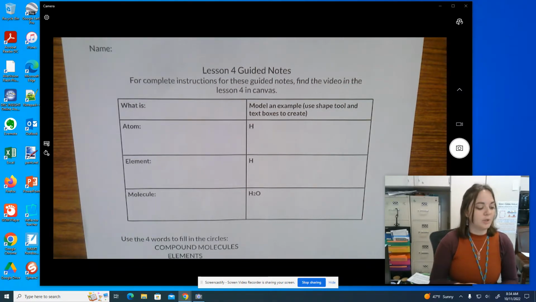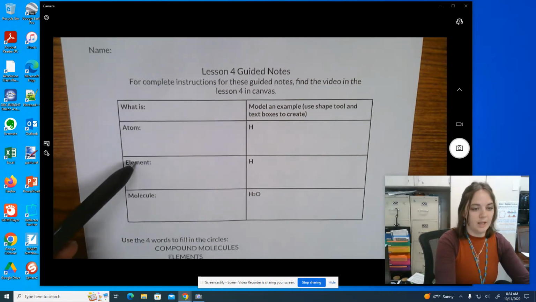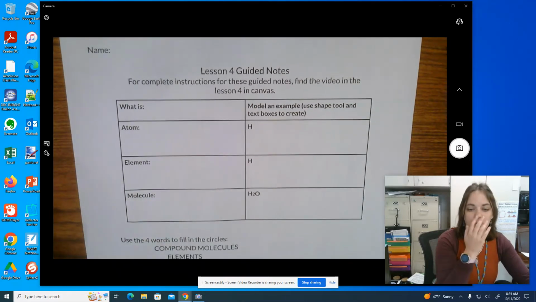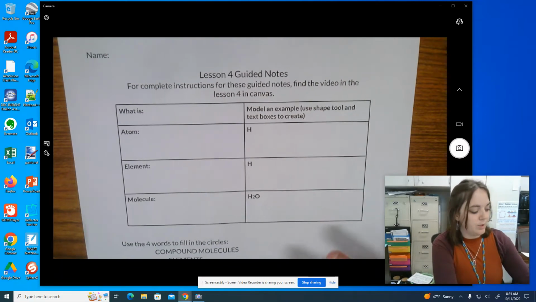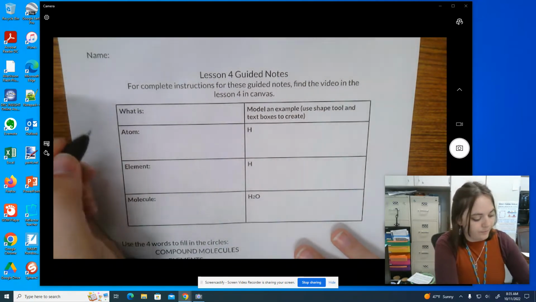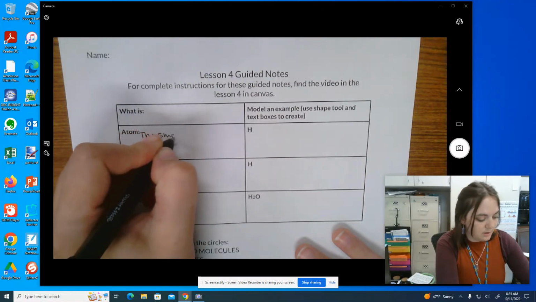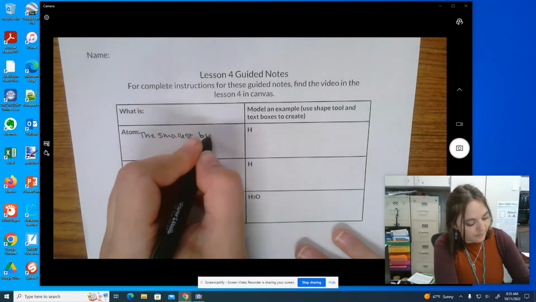Okay, so what we're going to do is we are going to define what an atom, element, and a molecule is, and then we're going to draw them in these boxes. So whatever I draw, you are going to draw as well. Okay, so what is an atom? Well, we know already. An atom is the smallest building block of matter.